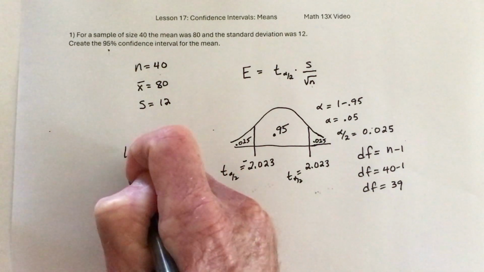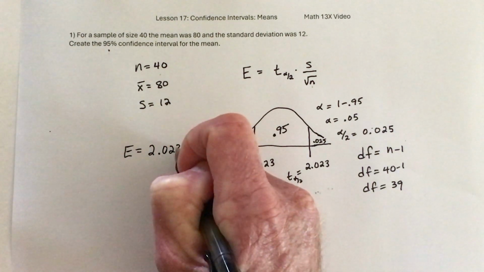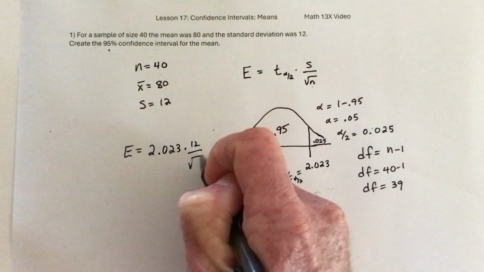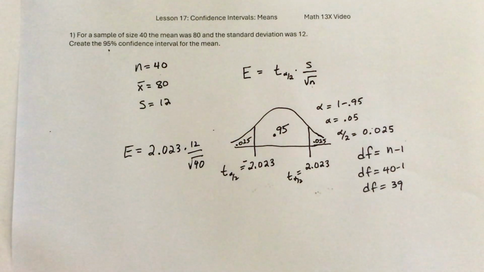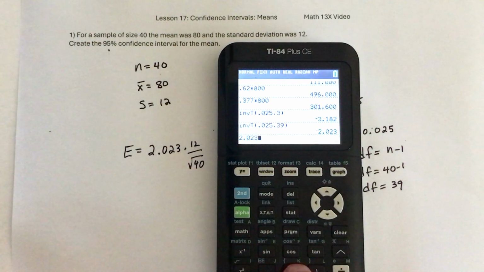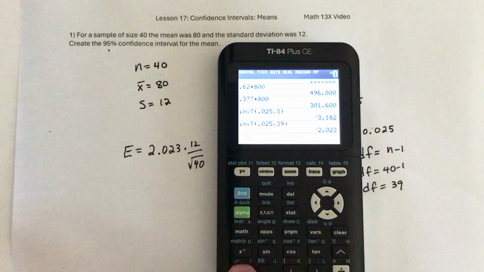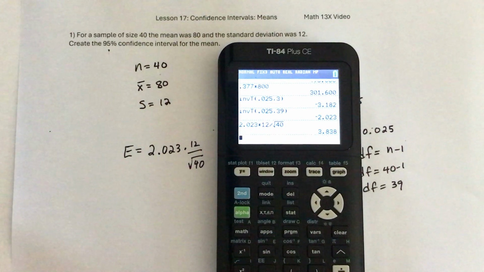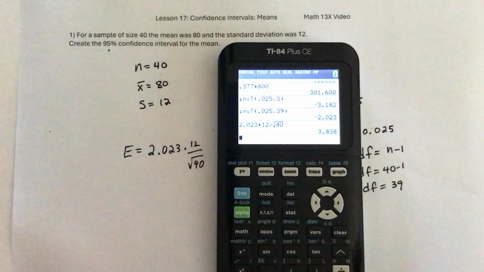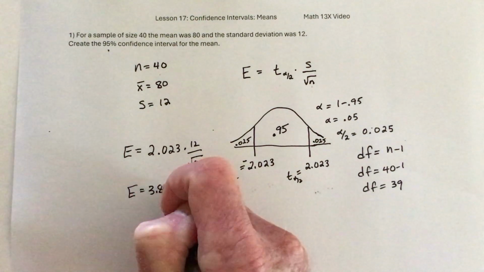So in other words, the error equals 2.023 times the standard deviation, which is 12, and the square root of 40 people. So 2.023 times 12, and divide that by the square root of n, so the square root of 40. And that equals 3.838. So the error is 3.838.